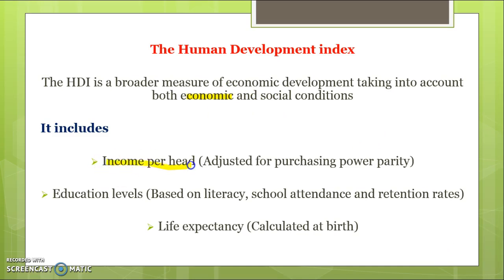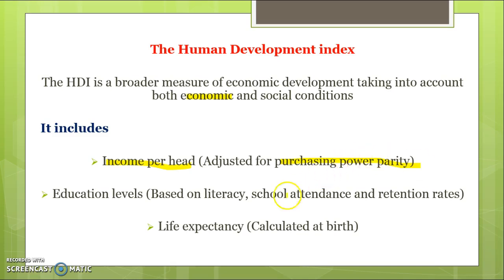One is income per head, adjusted for purchasing power parity, which means that if products are cheaper within that country, they adjust the GDP figure to signal the changes in prices. So if things are cheap in that country, then the GDP per capita might be 1,000, but that might increase to 2,000 once you reflect the general price levels in that country.